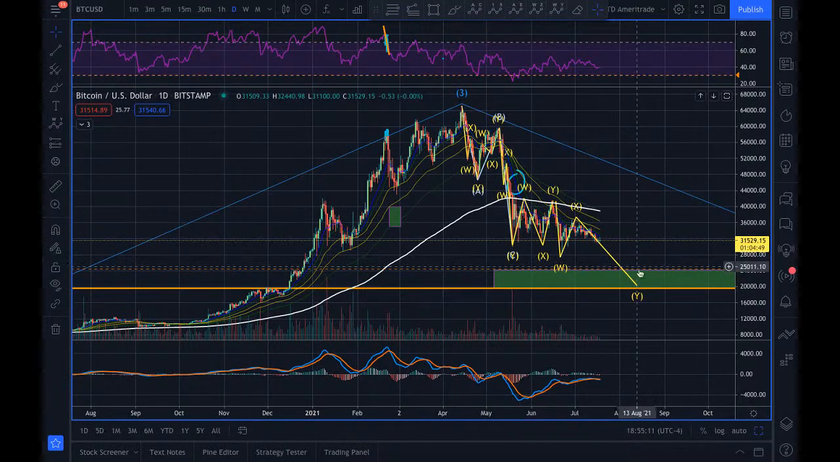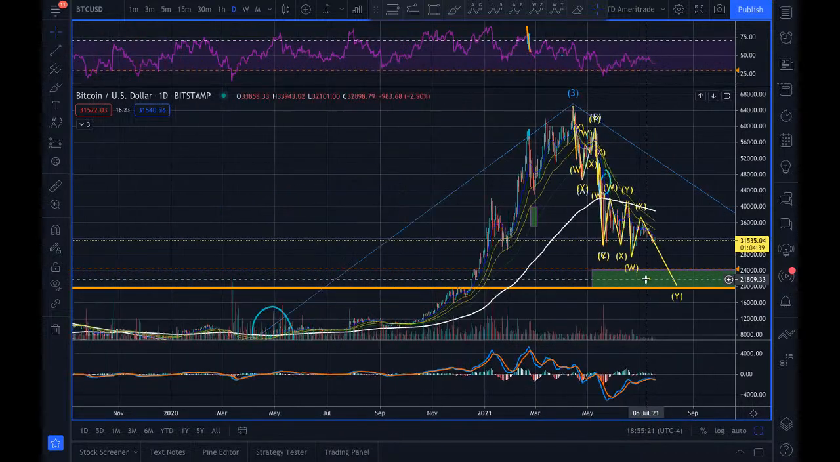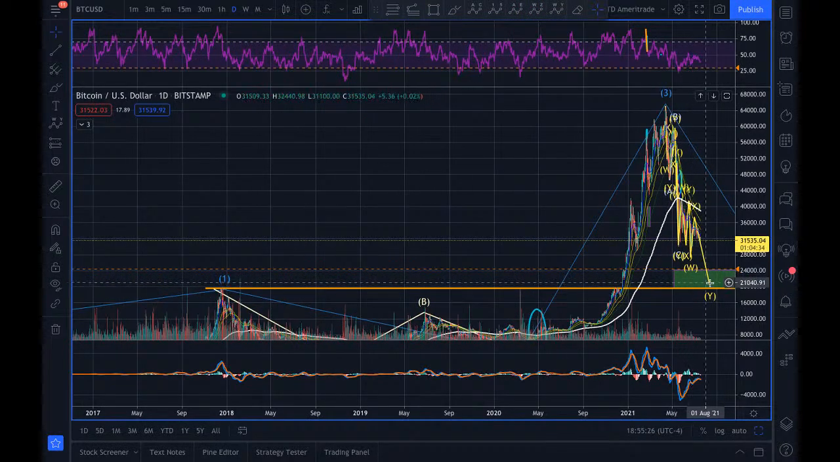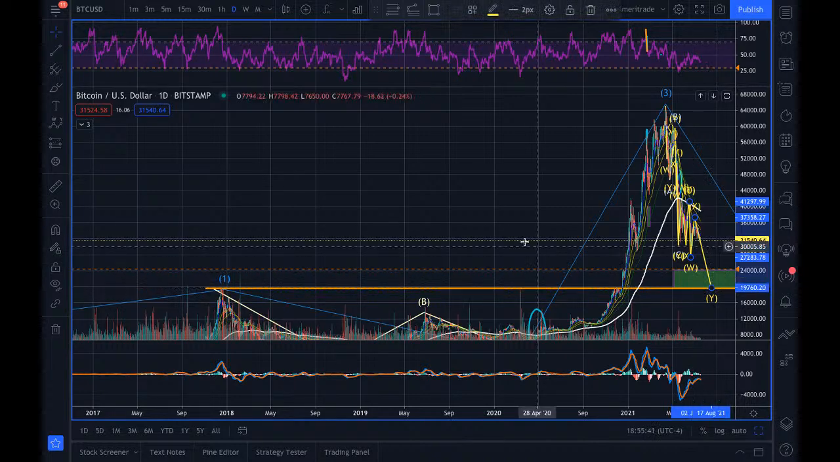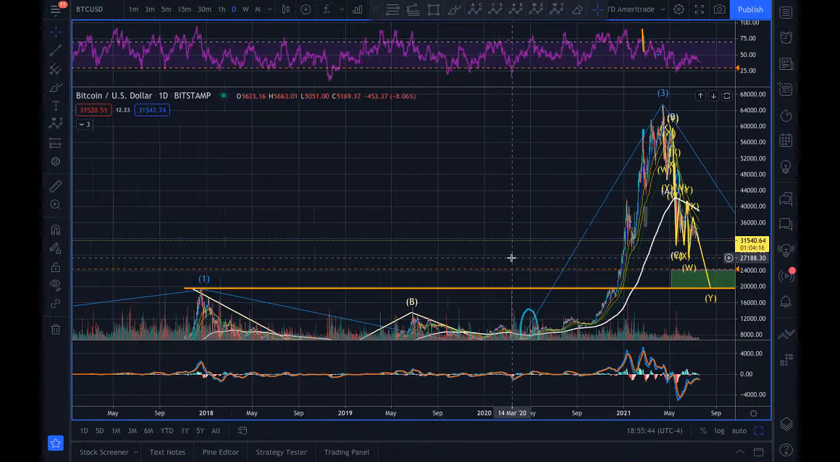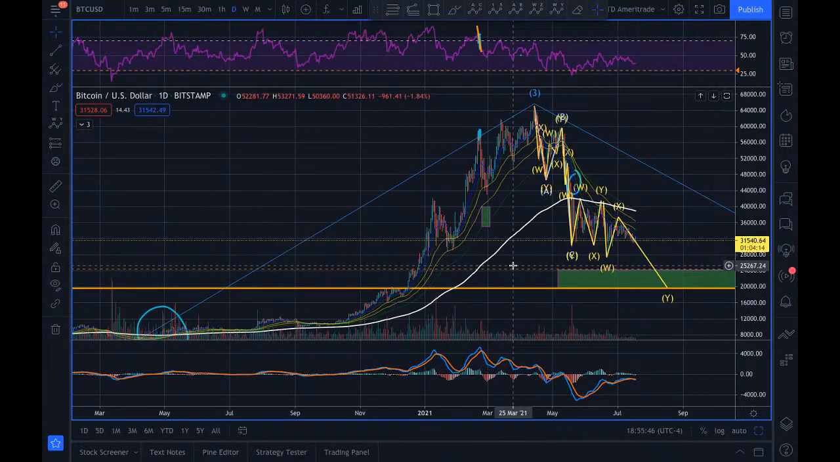More down until, and I would be looking to buy. I've got an alert set right here for when it goes below 24-ish. I'm going to start licking my lips and preparing to go in. Why right here? Well, because that was the previous high, around 19,000 something. So we could go back down to 19,000 something before going back up. And that would be, for me, probably a good opportunity.